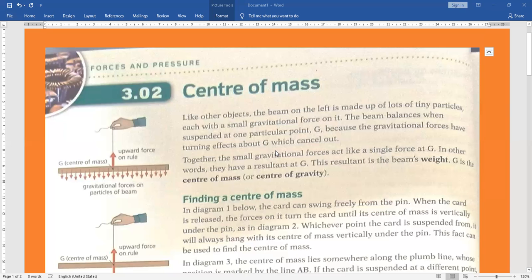Together, the small gravitational forces act like a single force. Meaning all the small particles behave as one point. In other words, they have a resultant at G, or we can say it is a resultant force. All the forces are summed at that point. This resultant on the beam at G is the center of mass or center of gravity. Every body has a center of gravity. If you focus on that, you will find this.